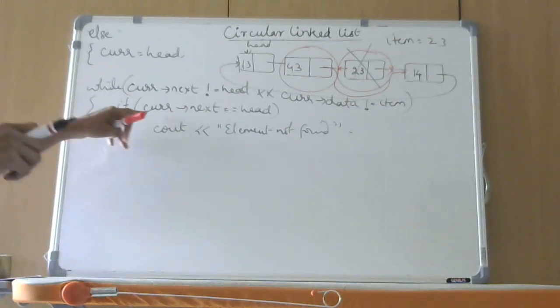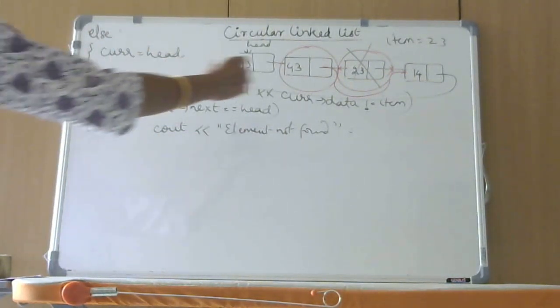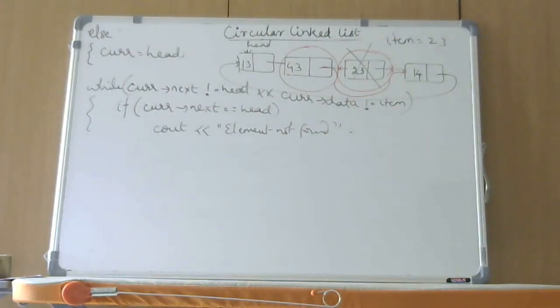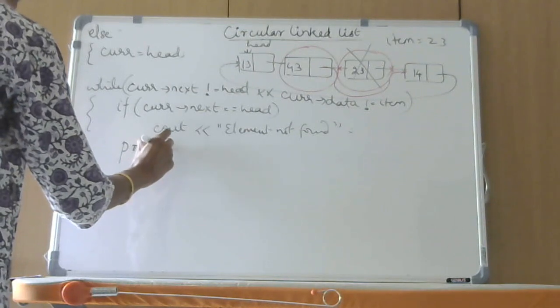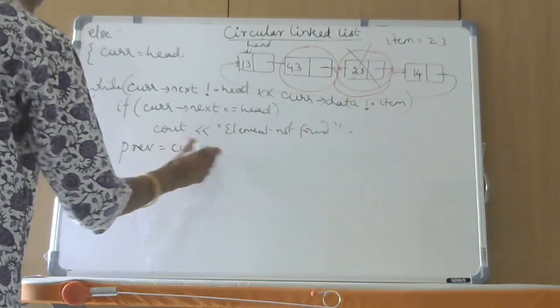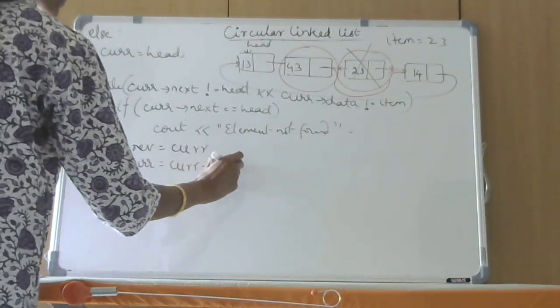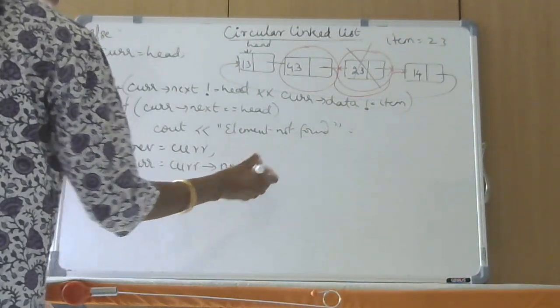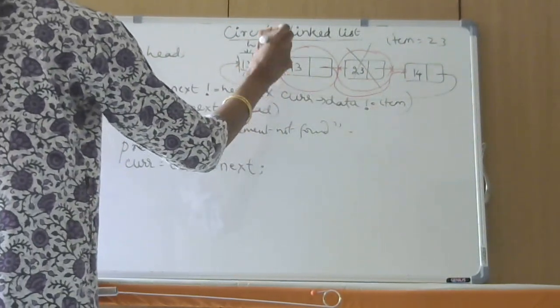Correct. Again you are checking if current of next is equal to head. Maybe one of the conditions is that you have already reached the last item. Then your element is not found. Otherwise, what will you do? Previous is equal to current. Current is equal to current of next. That means this is my current; I have initialized current here.